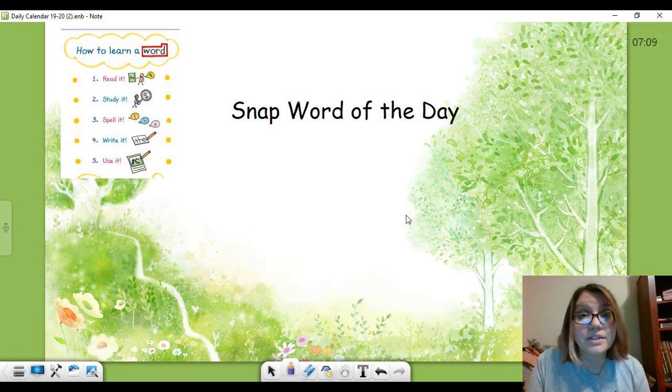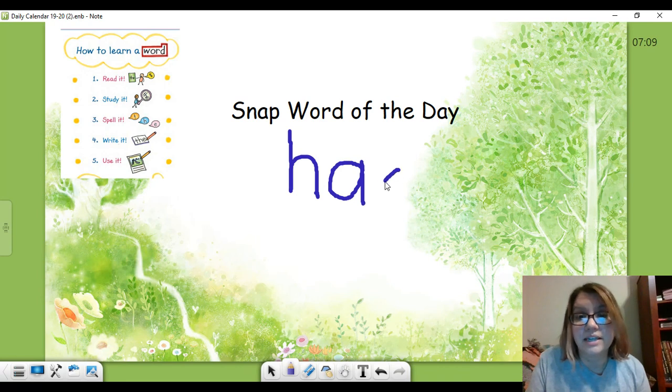Our snap word of the day. Yesterday's snap word of the day was ball. Let's go ahead and see if we can do our new snap word of the day. Today's snap word of the day is had. Had starts with H. Let's write that. H. Try to write this on your paper. H. A. D. Had. And yes, it is a CVC word.